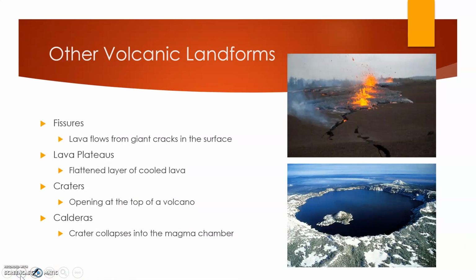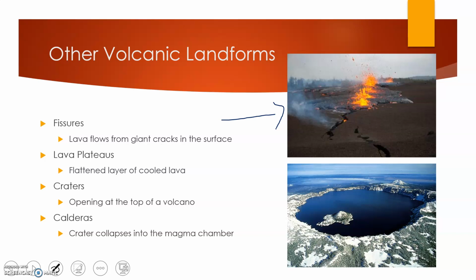All right, so some other volcanic landforms that are created are fissures, lava plateaus, craters, and calderas. A fissure is a lava flow from giant cracks in the surface. This is a fissure. This happened about a couple years ago in Hawaii, and lots of parts of the Hawaiian Islands were opening up, creating new fissures that had never been there before, causing major structural damage to a lot of the homes and the landforms that were in the area.